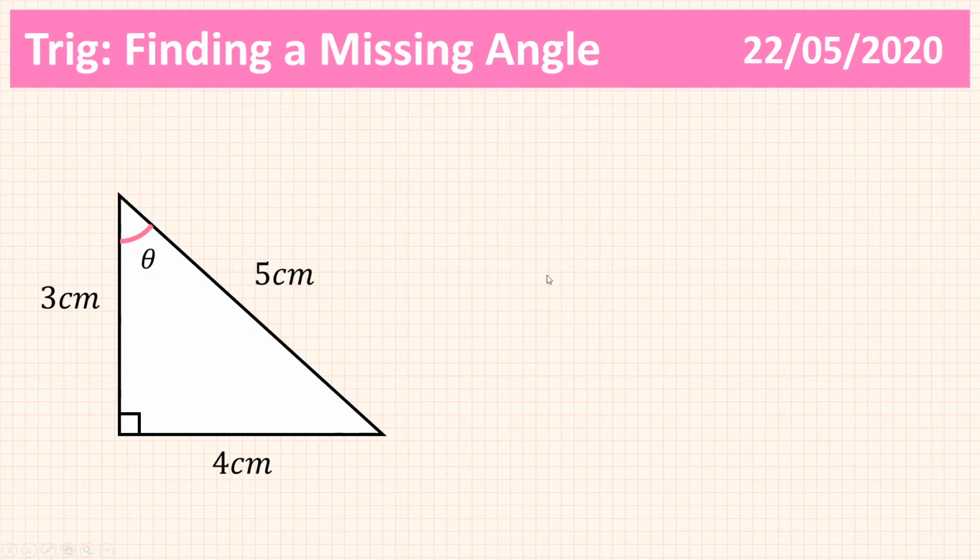So here's what we're going to do. We have got a right angle triangle here, and we have an angle. The first task for you to do is to label this triangle. So pause the video and label this triangle with regards to that angle.